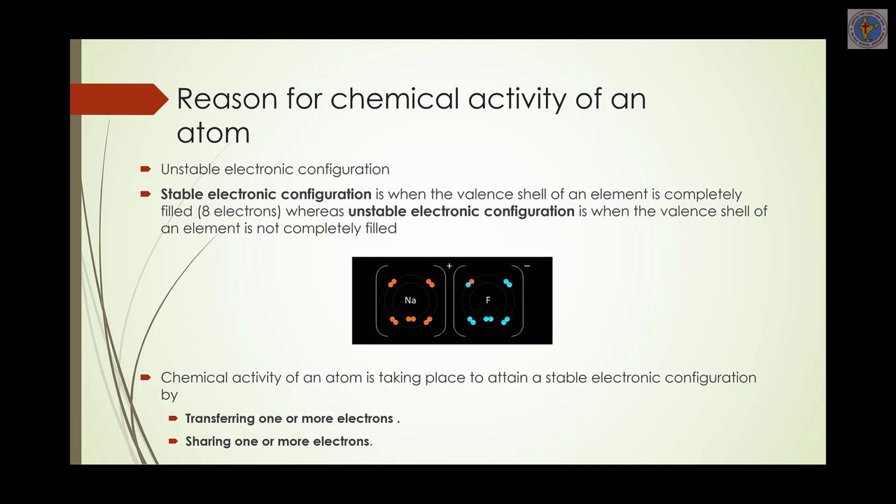Here in this animation you can see that the electron which is present in the valence shell of sodium is getting transferred to the valence shell of fluorine, and hence both of them are attaining stable electronic configuration. Why? Because they are having 8 electrons in their outermost shell. So chemical activity of an atom is taking place to attain a stable electronic configuration by transferring one or more electrons or by sharing one or more electrons, which we will be reading in detail in chapter 4, that is chemical bonding, in the next video.